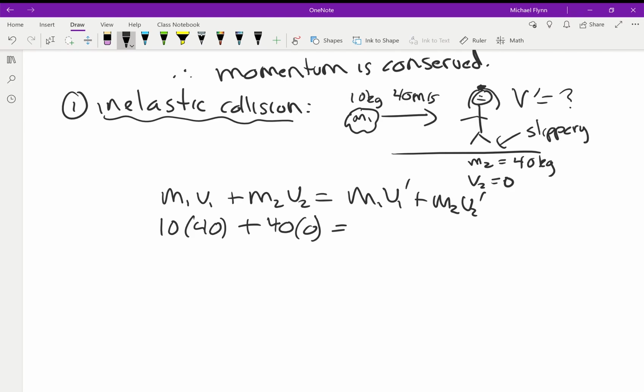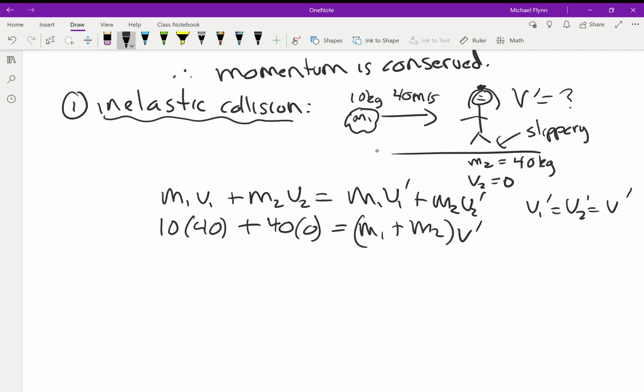Now here's the thing, because they stick together, v1 prime and v2 prime are going to be equal because they're going to move as one mass. So let's not pretend they're two different things. We're going to treat them as one variable. So if you just group your like terms, they're combined, their mass now.